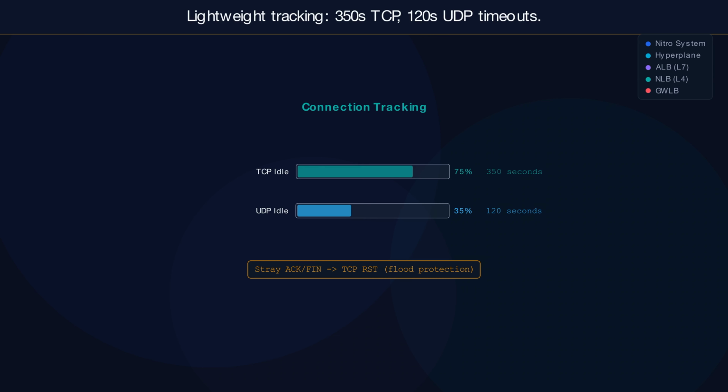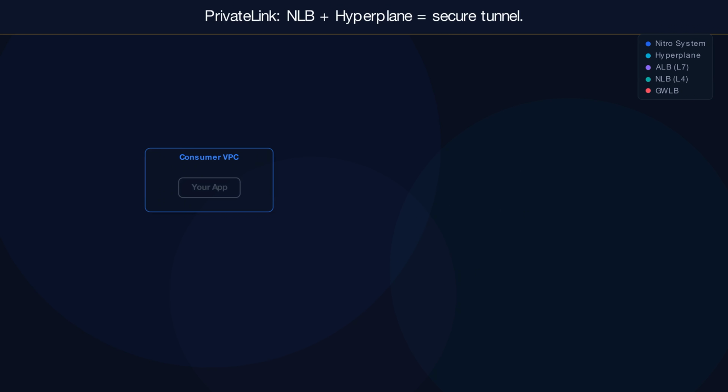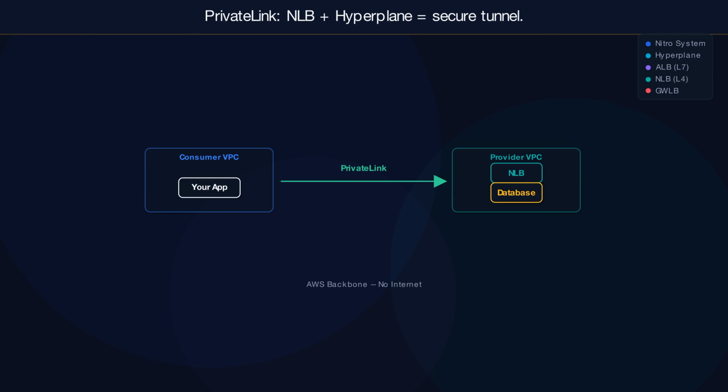NLB maintains lightweight connection tracking, not full stateful inspection. It tracks active TCP connections to enforce idle timeouts. 350 seconds for TCP, 120 for UDP. Packets that don't match an active connection, like stray ACKs or FINs, get a TCP reset. This gives you some protection against ACK floods without the overhead of deep packet inspection.